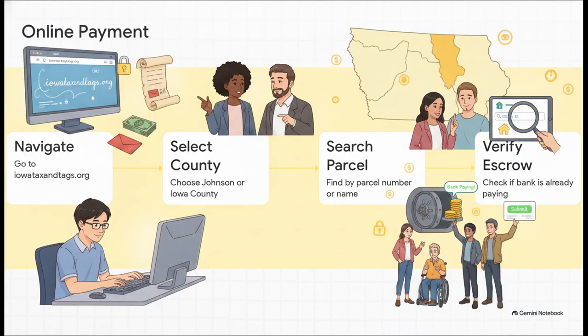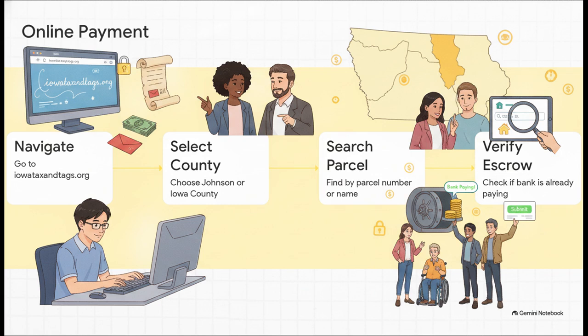All right, here are the exact steps to navigate the system. Before you begin, gather your property identification number, your tax bill, and your banking info. Step 1, navigate directly to iowataxandtags.org. You definitely want to type that straight into your browser to avoid any weird phishing scams on search engines. Step 2, select your specific county. Carefully choose Johnson County, or whichever one applies to you, from the map or dropdown.